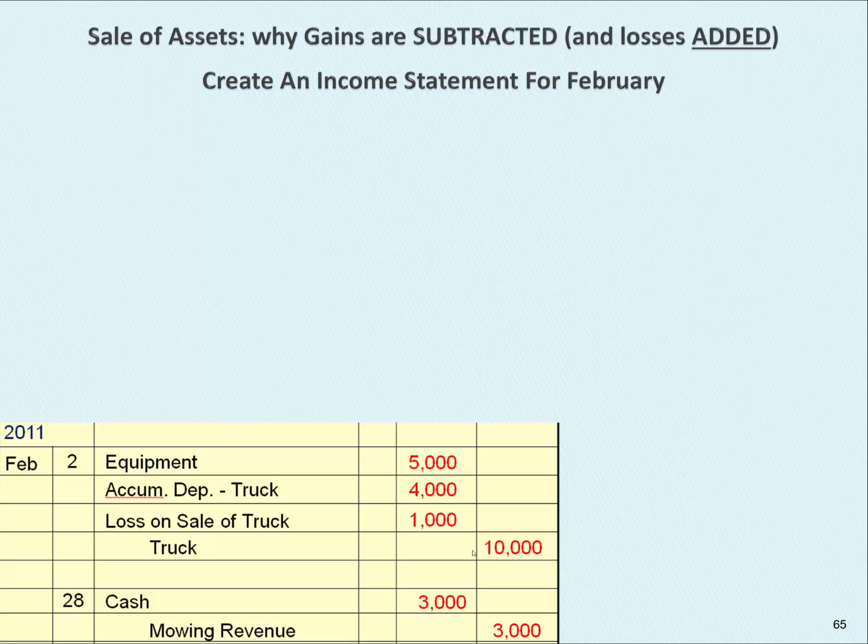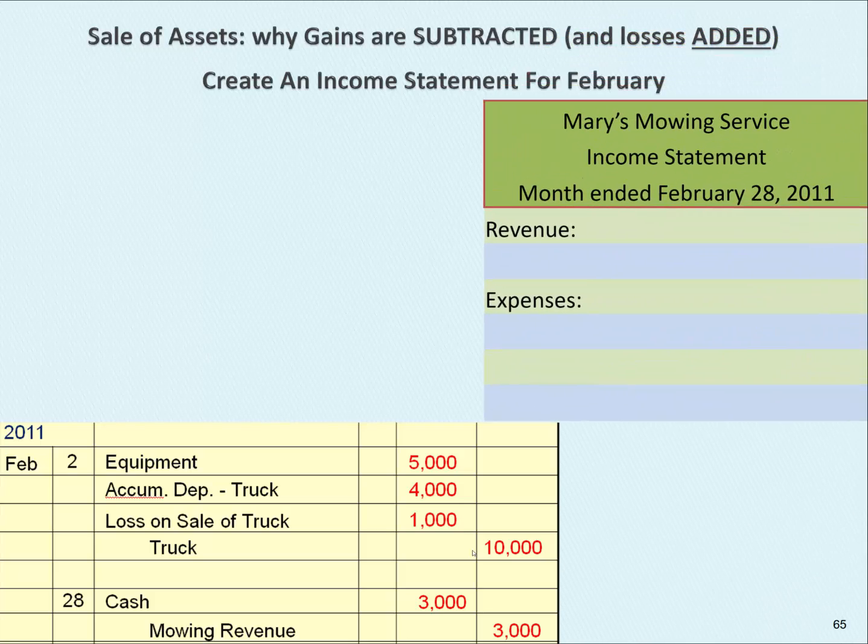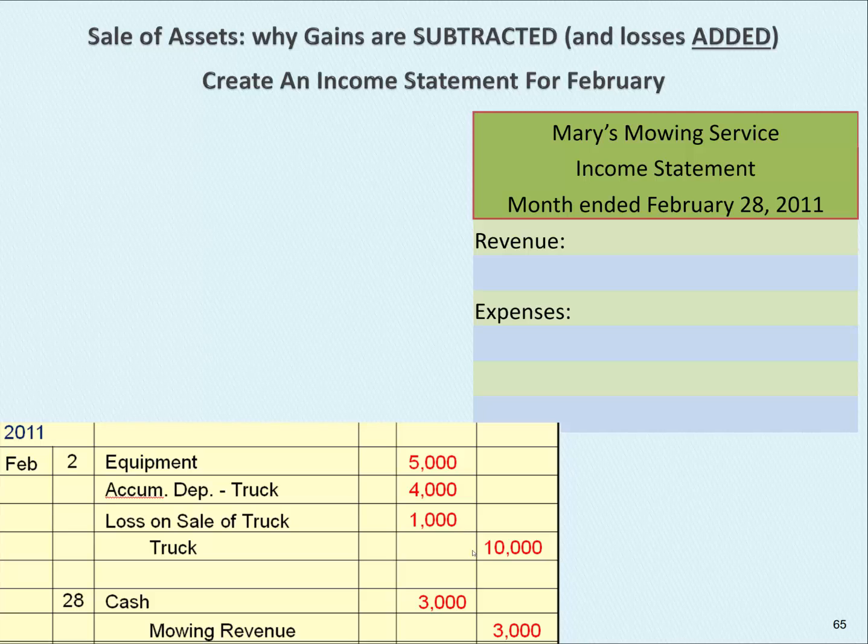And let's create a simple income statement for February. So this is Mary's mowing service, and the income statement is for only the month of February, those two transactions. So we need to do our revenues. So let's look down here in the journal entry. Do we have any revenues? Right down here at the bottom, we have $3,000 of mowing revenue.